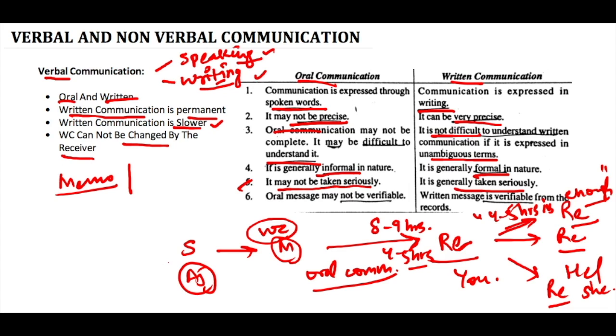But if he just calls you and says that whatever you have done is wrong and you should not do it again, then it will not be taken very seriously. Oral message may not be verifiable. As I said, written communication is permanent, it cannot be changed, and therefore it is verifiable in nature.